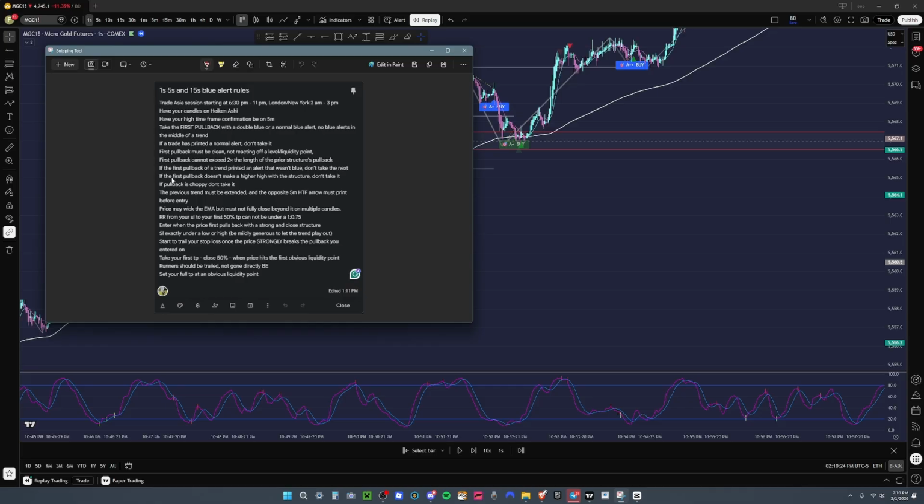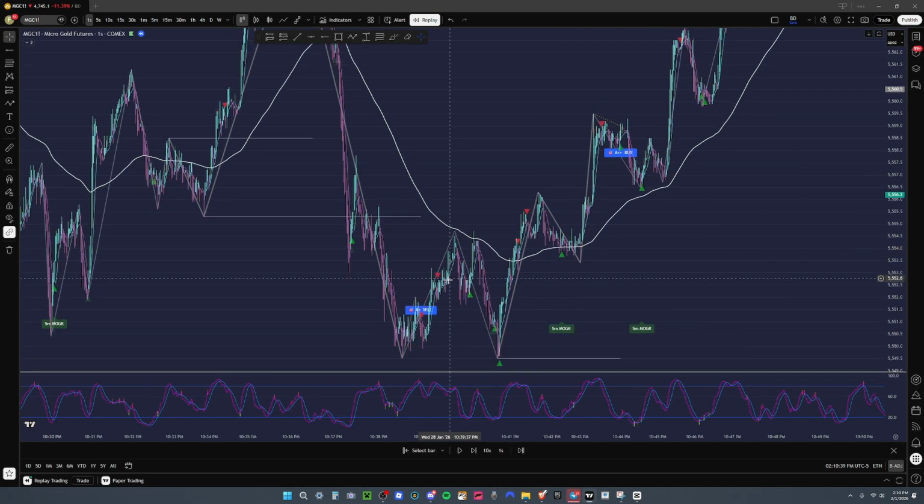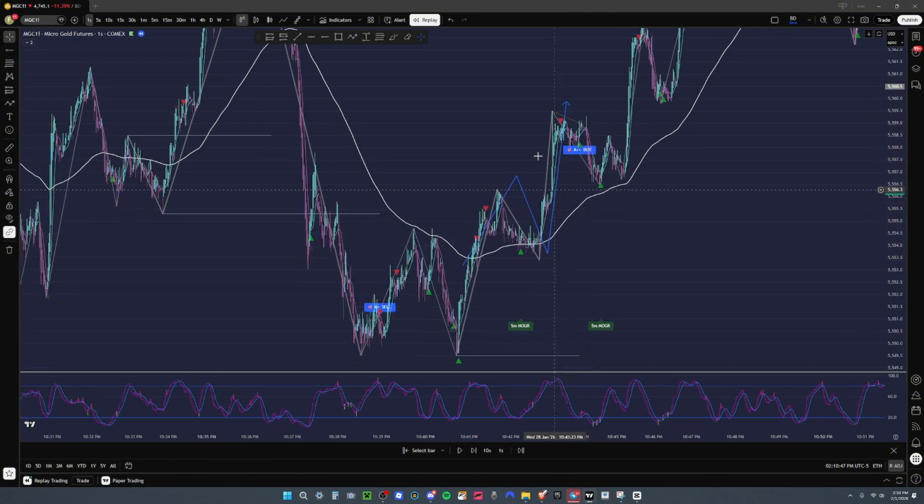If the first pullback doesn't make a higher high with structure, don't take it. So this trade right here works because we do make a higher high, and that's the only part that works. It is pretty invalid, but we did make a higher high, so I would be looking for a buy, possibly around here, but we didn't get an alert over there.